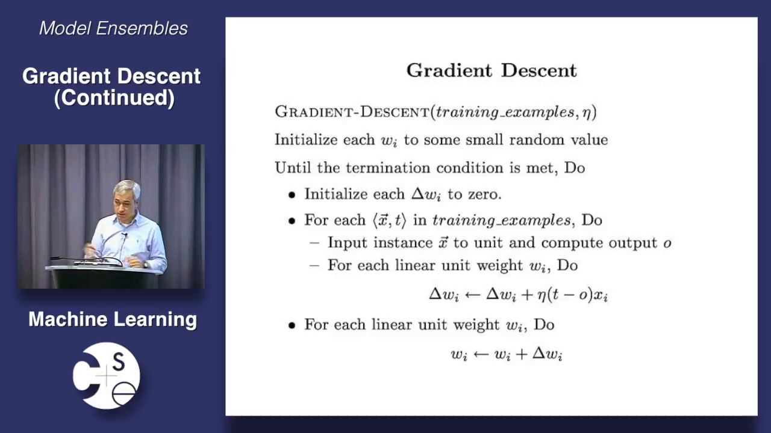I input the example to the perceptron, present it at the input, and get the output. And then what I do is I compute my delta weight using the expression that I just saw. And then finally, I add up all these delta weights, and then at the end of each sweep through the examples, I change my weights by that amount.